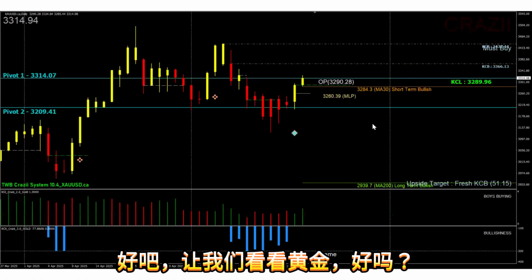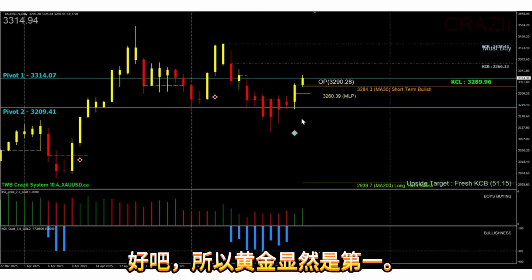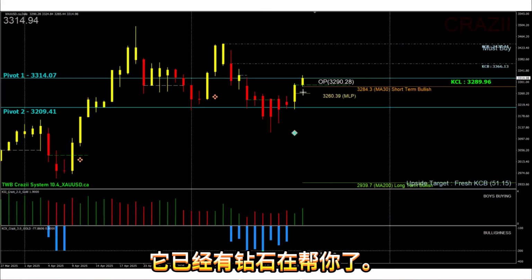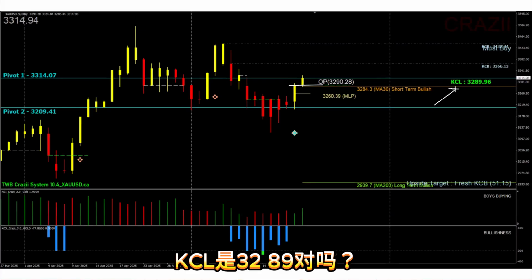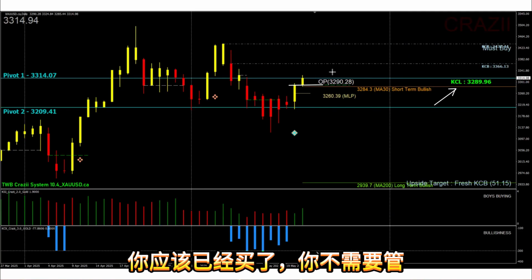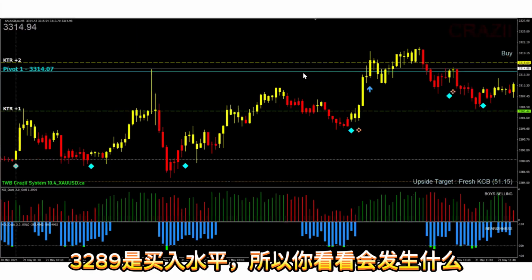Okay, so let's look at gold. Gold is what we saw yesterday. Pretty cool, right? Obviously, first thing first, it already has the diamond helping you. So as long as gold stays above the KCL, which is 32.89, which is the same number here, you should buy already. You don't need to care. 32.89 was a buy zone level. So you see what happened?